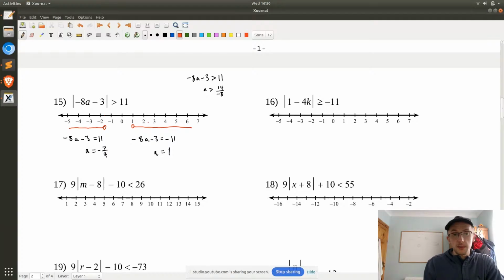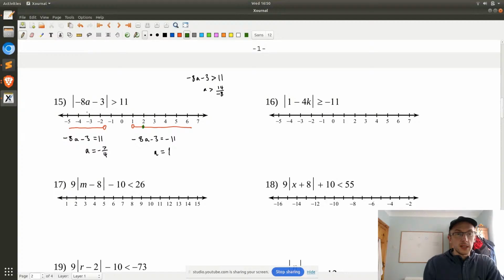And then, of course, we just simply test a given number. So like I put 2 in there and I get -16, and -16 take 3 is -19. Absolute value is 19, and that is indeed greater than 11, so that passes. So 2 is good to go.